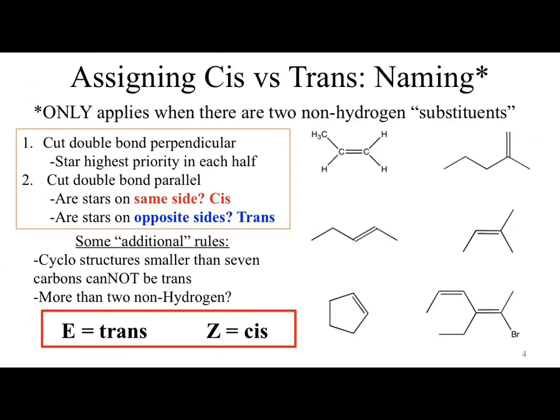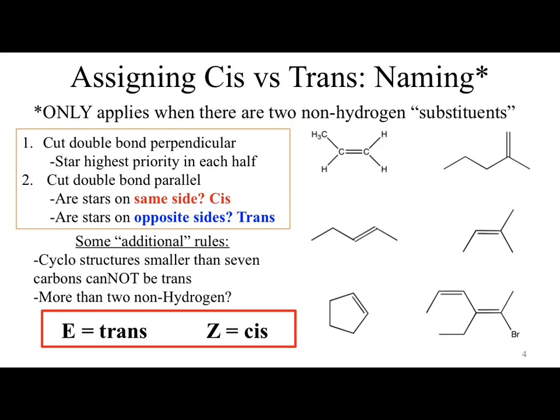The other addition that we can get with our alkenes is doing cis-trans nomenclature. So knowing when to use cis-trans or EZ as far as naming goes, and then also how to identify when it happens. So we've got the rules on how to identify. Cut your bonds perpendicular.